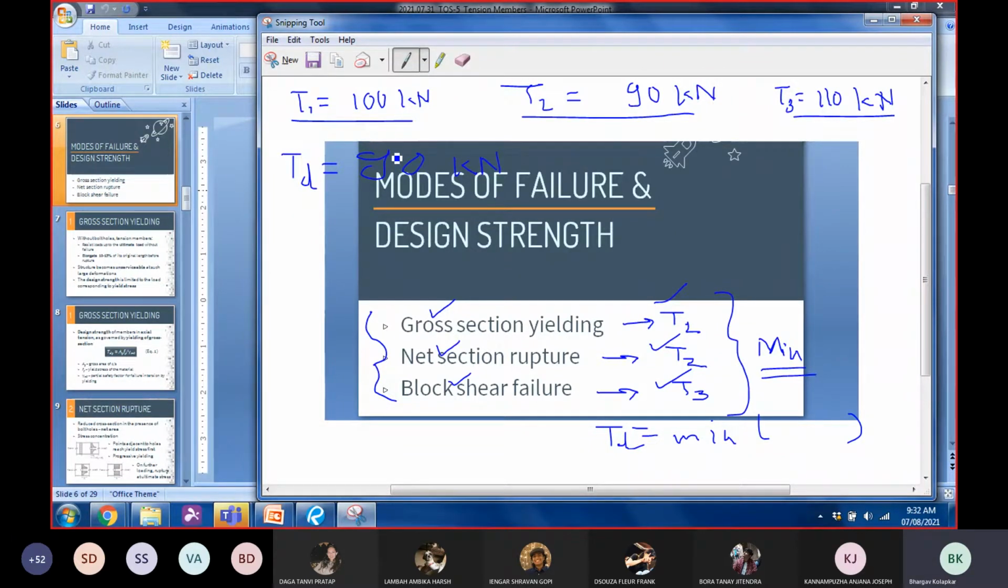Now why minimum? Let us say that we start loading this member. Say this is a tension member that we are starting to load. Now the load is 10, we move on to 20, 30, it will start elongating, then we move on to 50, then 80, and then 90. The moment it is loaded to 90, this failure might occur, and the member has failed. And then these other numbers are really not relevant because it has already failed by net section rupture. Therefore 90 is the maximum load that I can apply on this member, and that is my design load.